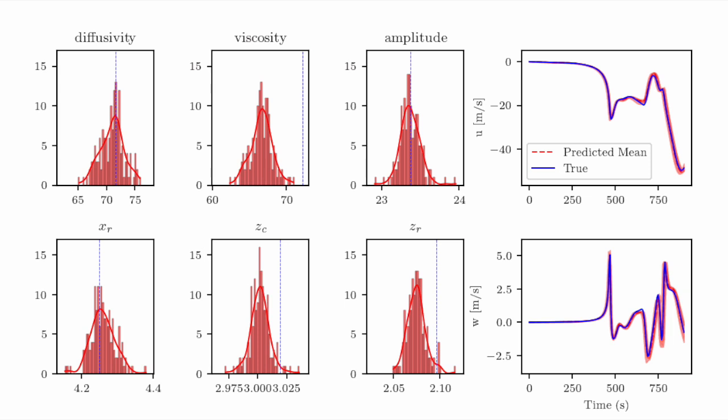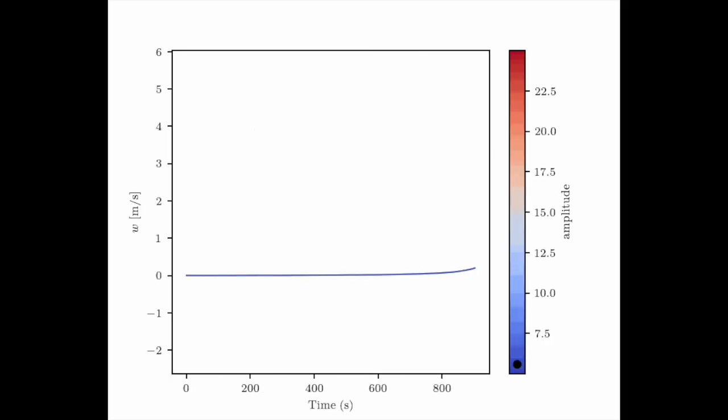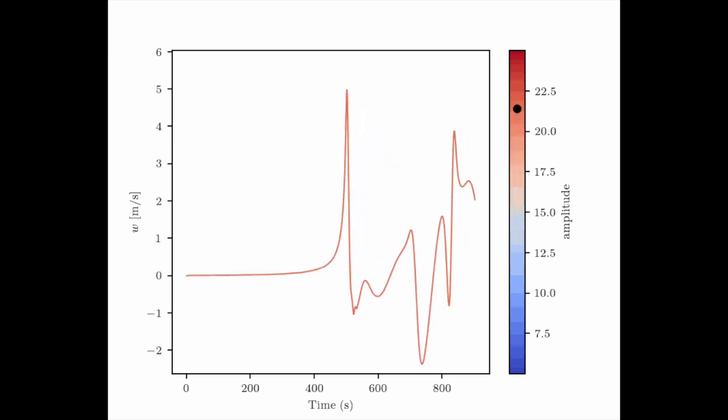Beyond that, a trained model can work as a fast surrogate. This allows us to explore the parameter space and observe the effects of each of the parameters on the velocities.